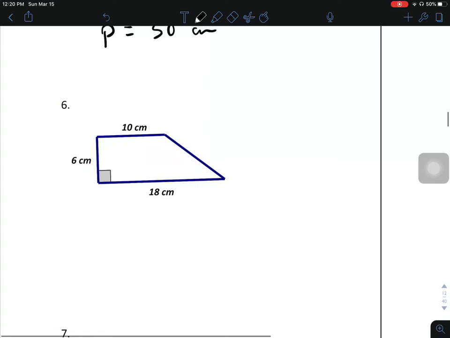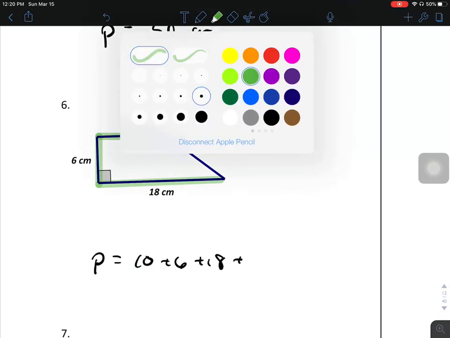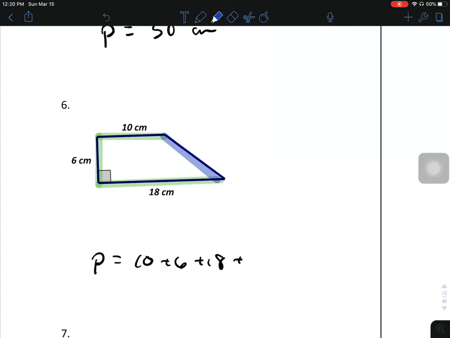Number 6. Oh, look at this little fella. We know that the perimeter is going to be 10 for sure, plus a 6 for sure, plus an 18 for sure, plus whatever this last side is. Now, how are we going to figure that out? We're going to figure that out using a triangle. We know so much about triangles.